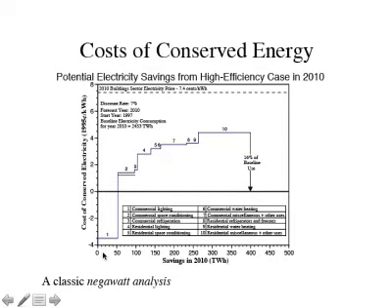On the x-axis is the total amount of energy that could be conserved in the United States if everyone made this investment, in terawatt hours per year for the country. This has been arranged from the lowest cost of conserved energy on the left to the most expensive cost of conserved energy on the right.